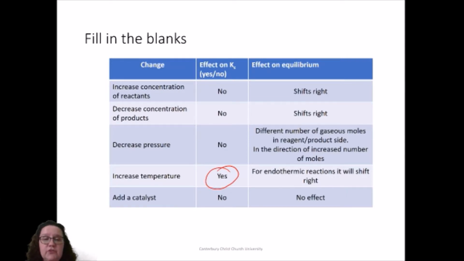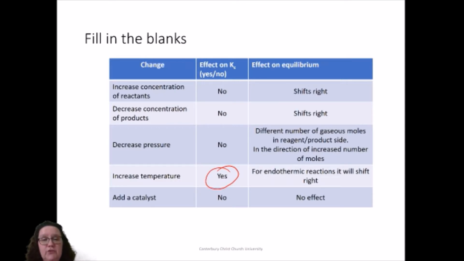Changes in pressure or volume affect the reaction when there is a different number of gaseous moles in the reagent and the product side. So if you do have that and you decrease the pressure or increase the volume, for example, you could decrease the pressure by having a larger reaction vessel, then there is more space. The reaction will shift in the direction of increased number of moles, whichever it is, reagent or product.